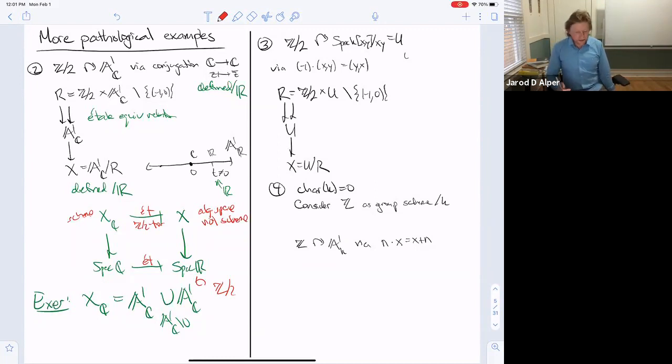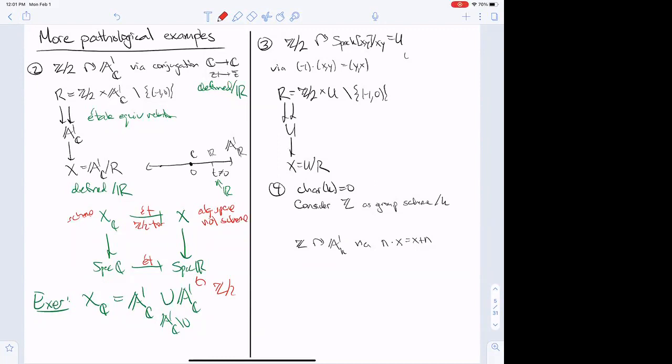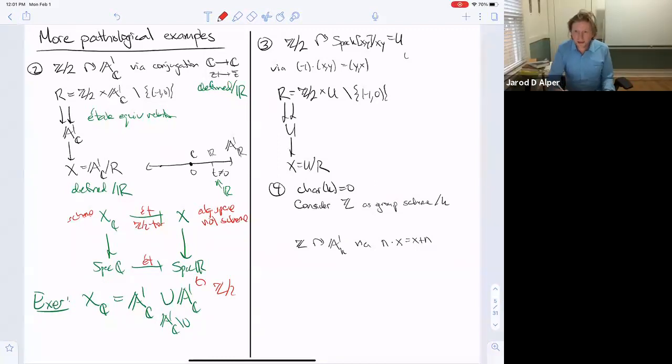And then I can do the same thing now. I'm going to go over to the right hand side in example three. I'm just taking the union of the two axes, and then I'm taking the Z2 action that swaps them. And again, the origin is fixed, but then I could just throw away that unique element, that minus one fixing the origin, and I get an etale equivalence relation.